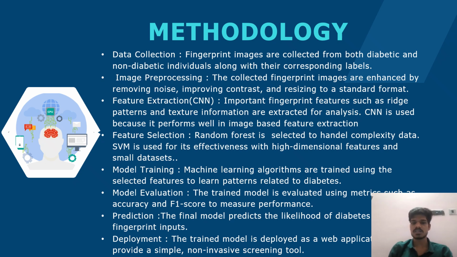Model training. Machine learning algorithms are trained using selected features to learn patterns related to diabetes. Model evaluation. The trained model is evaluated using metrics such as accuracy and F1 score to measure performance. Prediction. The final model predicts the likelihood of diabetes from fingerprint inputs. Deployment. The trained model is deployed as a web application, providing a simple and non-invasive screening tool.